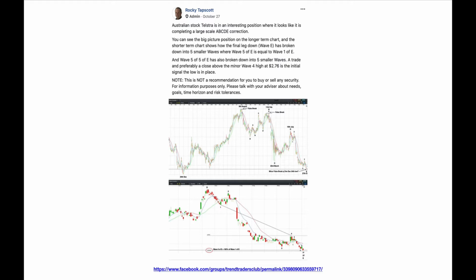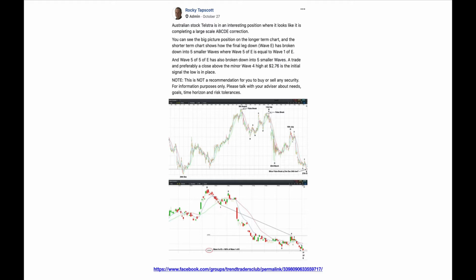So let's take a look at this post from October 27, 2020. I said Australian stock Telstra is in an interesting position where it looks like it is completing a large-scale ABCDE correction. You can see the big picture position in the longer term chart, which is the top one there, and the shorter term chart shows how the final leg down, wave E, has broken down into 5 smaller waves, where wave 5 of E is equal to wave 1 of E.